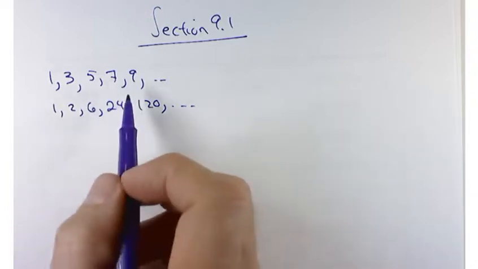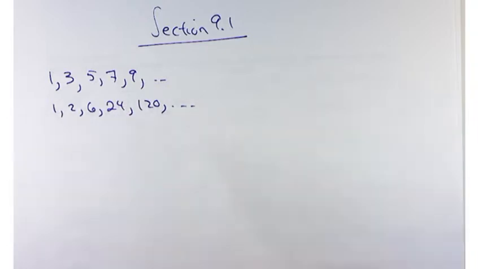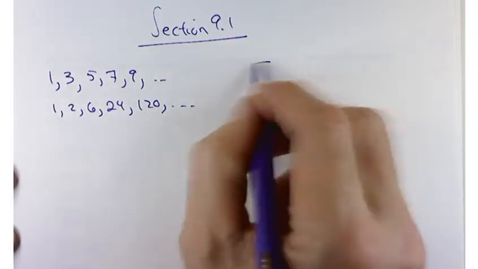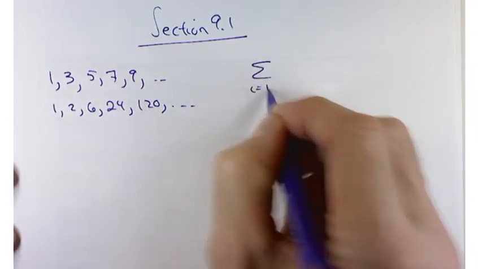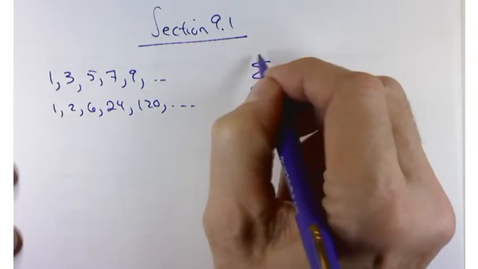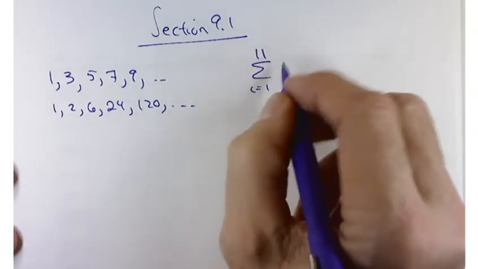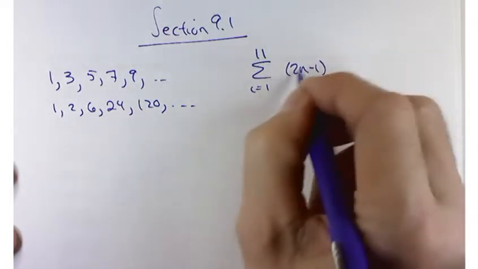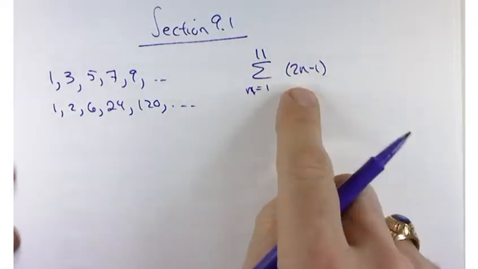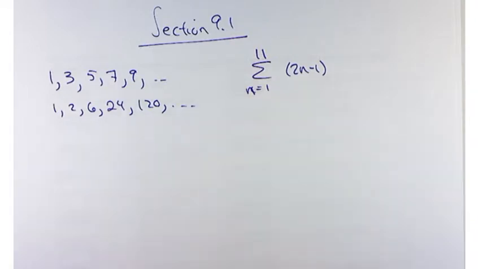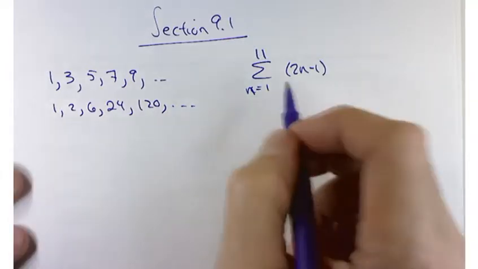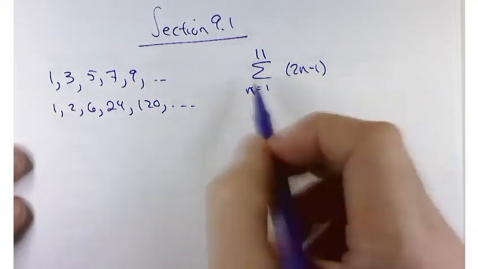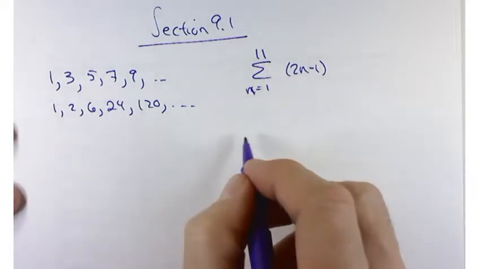So these are a couple sequences, but if we started to add them up, like the sum from i equals 1 to 11 of 2n minus 1, I should probably put an n here, then you're adding things up. That's a series. Eventually, by the time we get done with this chapter, not in this section, we'll be able to recognize not only something like this, but a series like this.